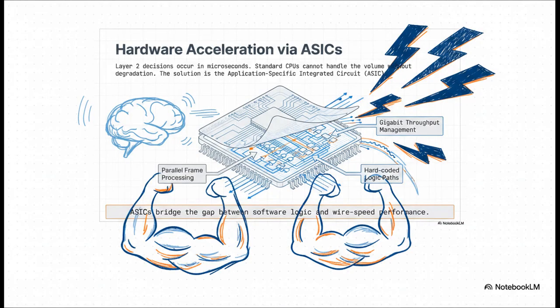So if the CAM table is the brain making the plan, the ASICs are the lightning-fast muscle that gets it done. These are custom-built chips, and the switching logic is literally burned right into their circuitry. A normal CPU would just completely choke on this amount of traffic, but ASICs use these hard-coded paths to process frames in parallel, which is how they bridge that gap between the logic of what to do and the raw wire speed performance to actually do it.